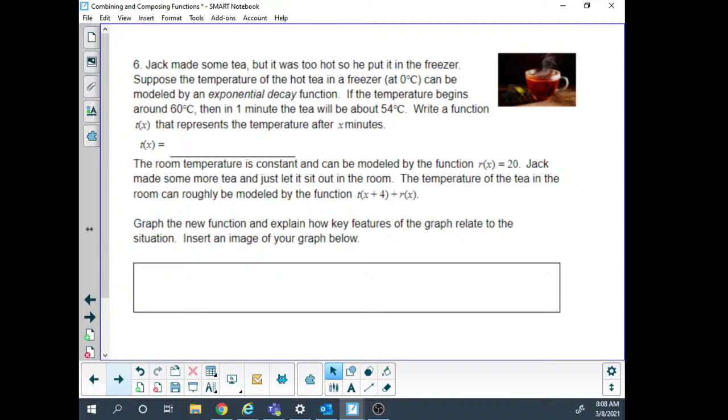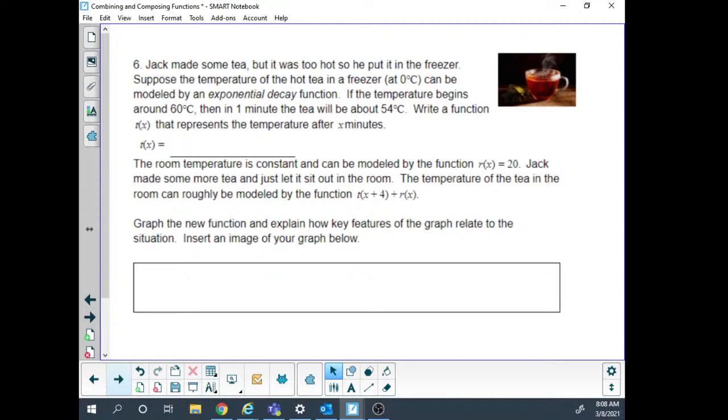Okay, so Jack made some tea. Am I right? When was this, last night? 2 nights ago? What kind of tea was it, Jack? The good kind? Yeah. Alright. Chamomile maybe, nice and relaxing. Alright, it was too hot, put it in the freezer. The freezer is at 0 degrees Celsius. Not sure if that's important.